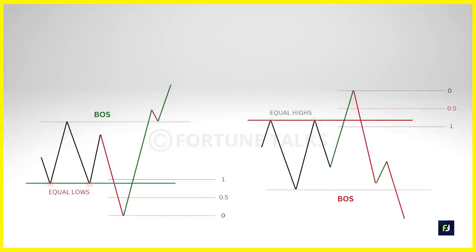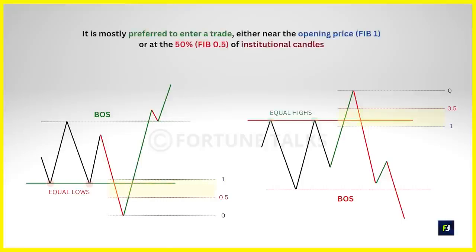Now, even though you can execute a trade anywhere within the range of the institutional candles, it is mostly preferred to enter a trade either near the opening price of the institutional candles or at the 50% of the push. So you can trade within the Fib 100% to Fib 50% levels. This is your tradable zone.